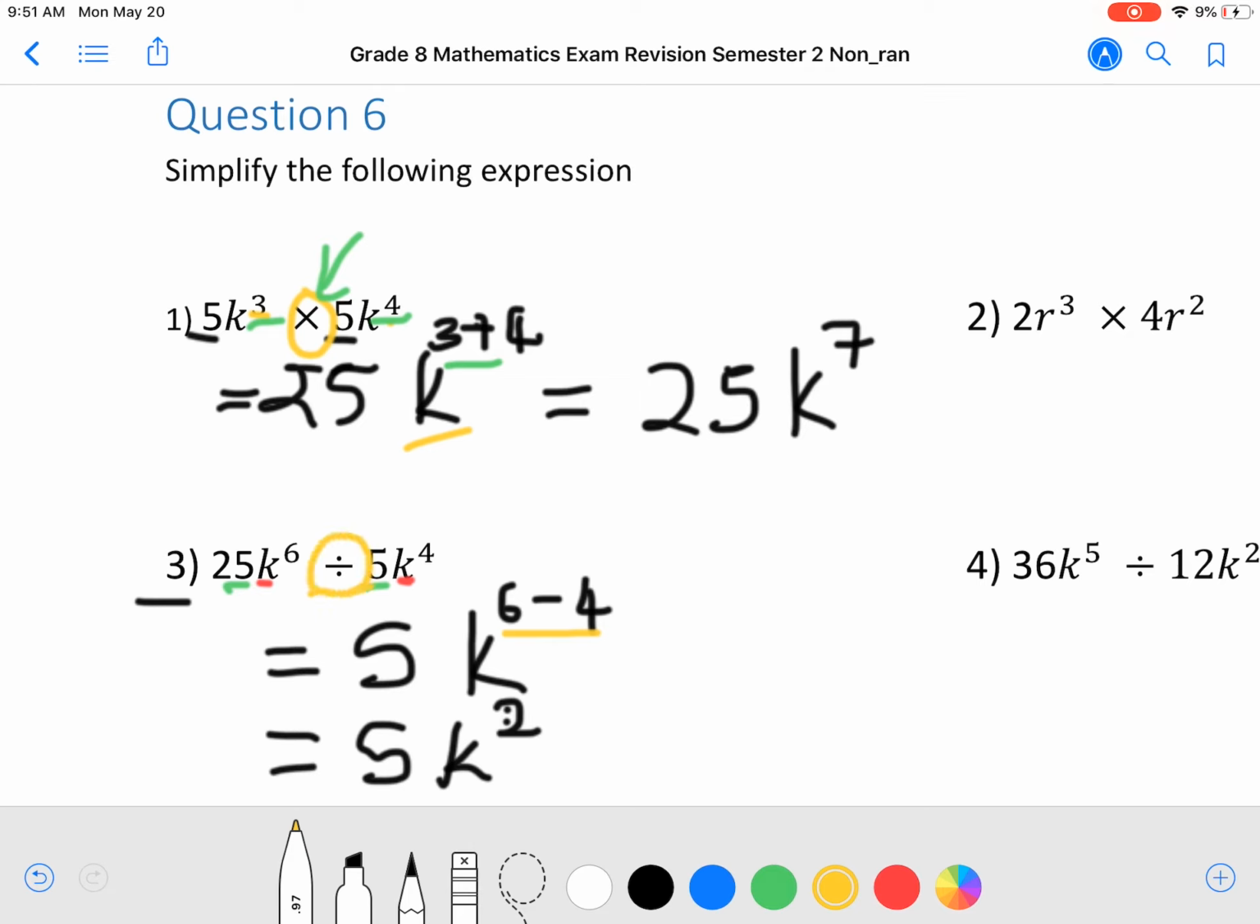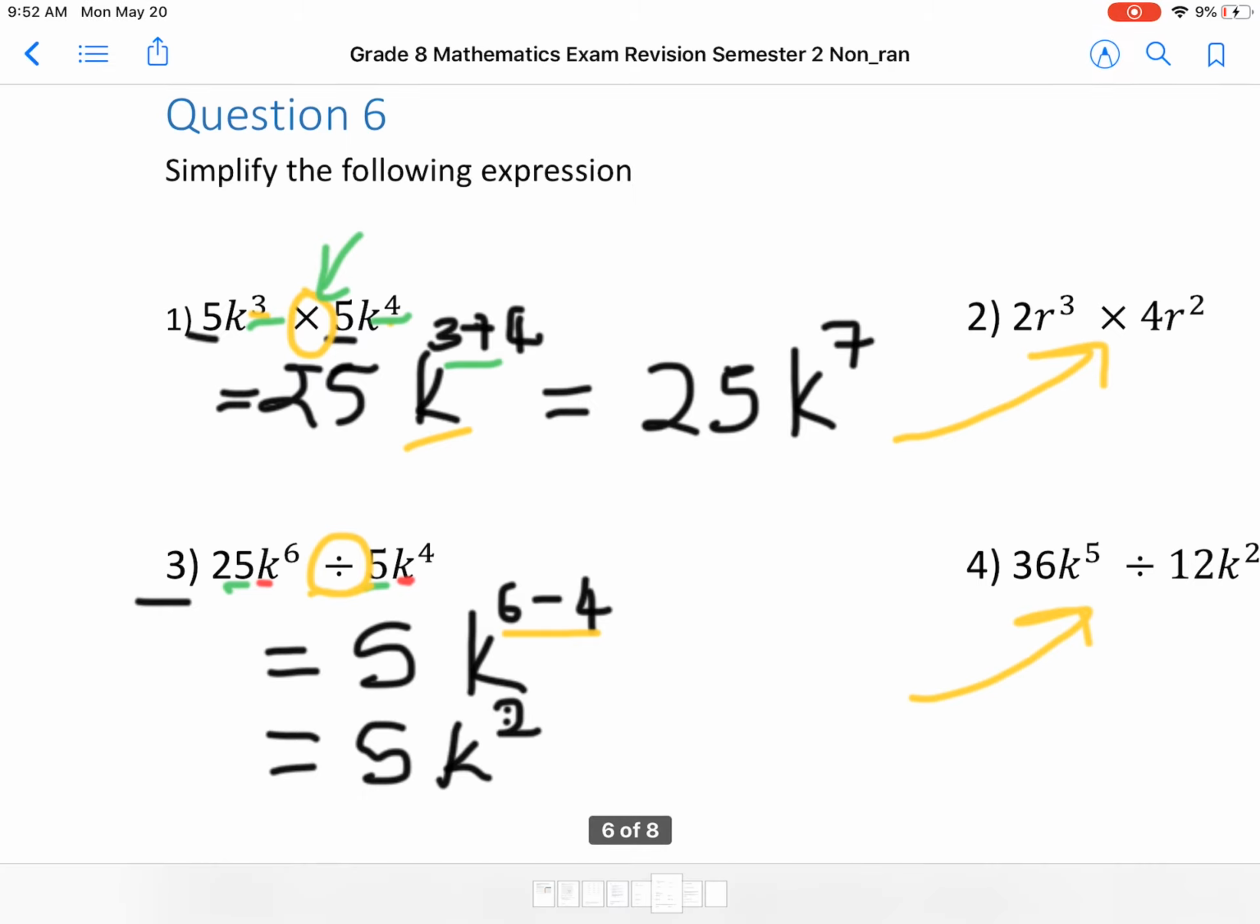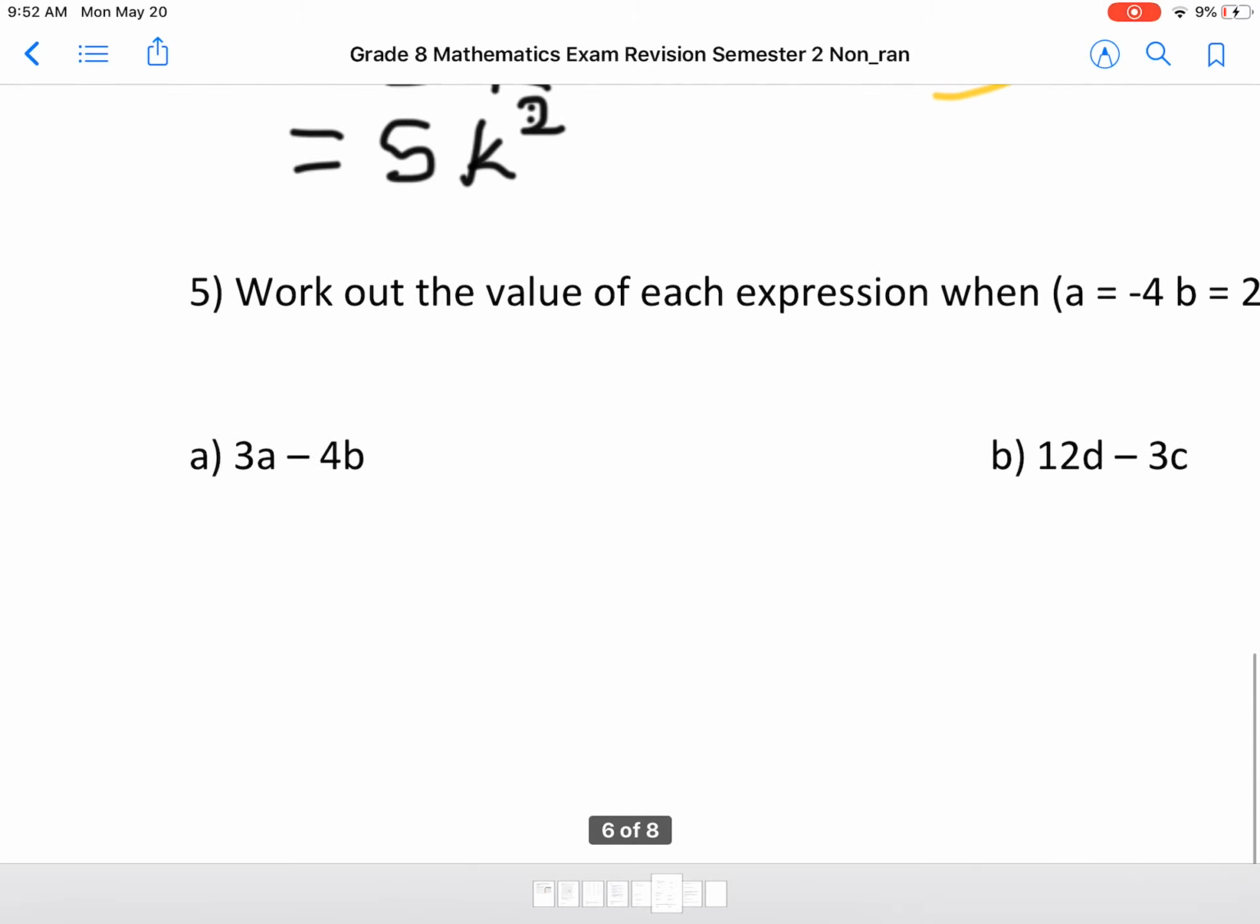So remember that when you use division, you have to subtract the indices. What's nice here is I've got 2 more problems for you to try out. There's one with multiply and there's one with divide. Again, please download the worksheet and try them on your own.